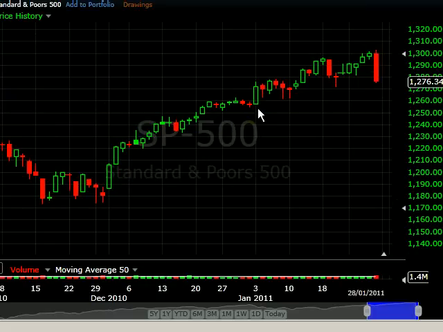We have a nice stair stepping to the high side. What we have here is almost a double top formation. Not quite, but just almost a double top formation. And then we have this big down bar through here, and you can see how strong that bar is.